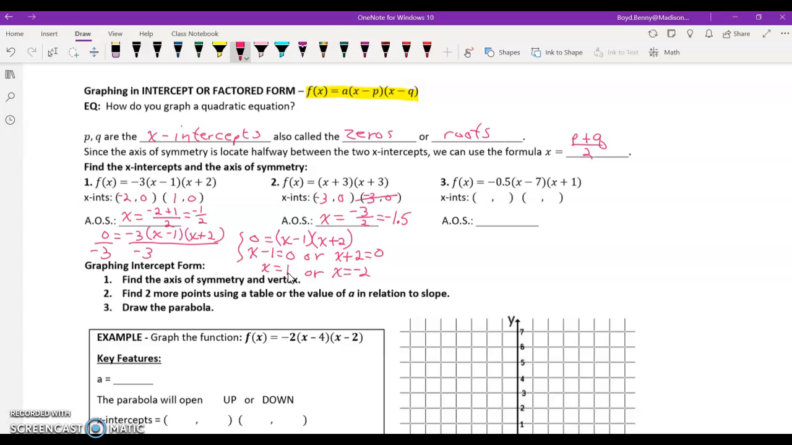For our last one, my intercepts are at positive 7, 0, and negative 1, 0. My axis of symmetry would be 7 plus negative 1 divided by 2. That's 6 divided by 2, which is going to be 3. So x equals 3 is my axis of symmetry.